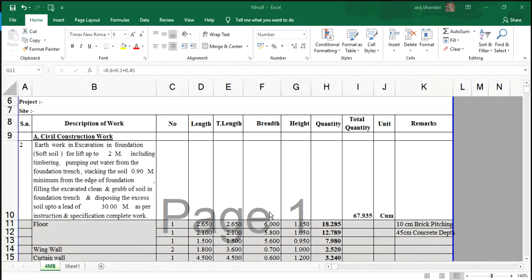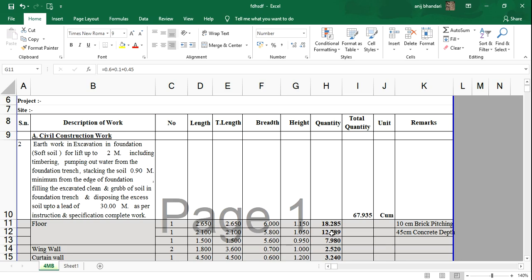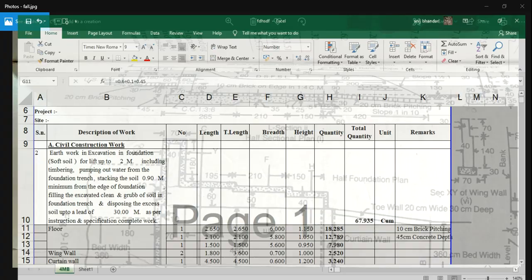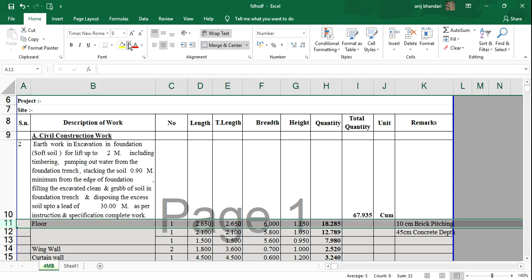Now for the depth, as I said earlier, the depth has been calculated from upstream bed level. This is the ground level. So from here to here, it would be 60 plus 10 centimeter brick pitching, 70 centimeter, plus 45 would give 0.6 meter, 0.1 meter, 0.45 meter, which gives 1.15. That's for 2.65 meter length.